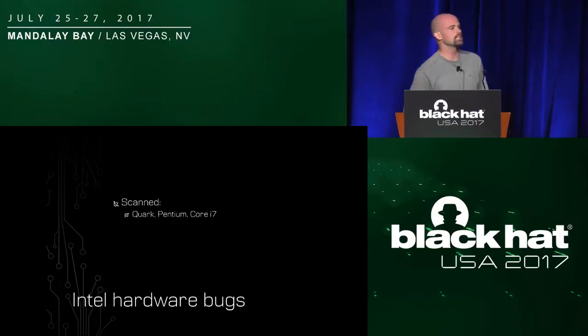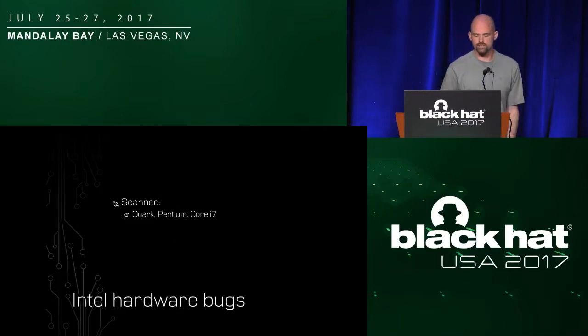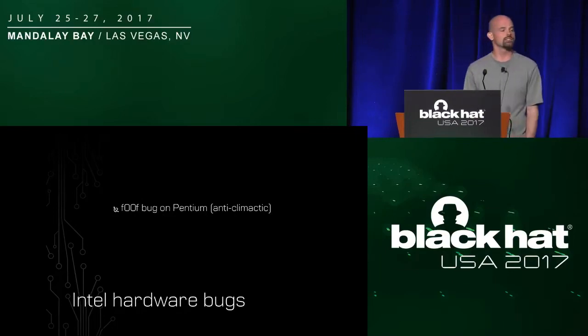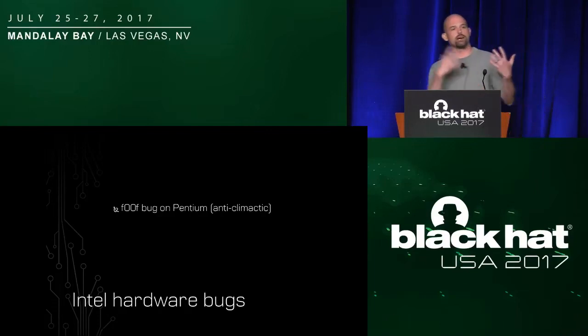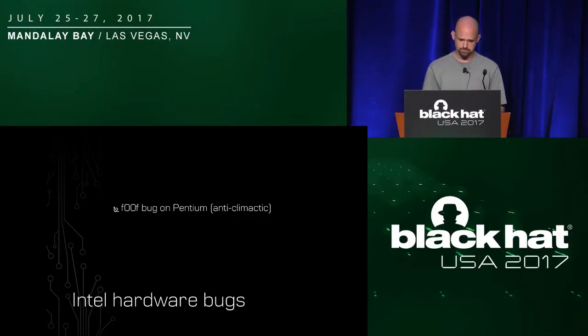So hardware bugs, even when they're small, are never a good thing. I started out scanning several Intel processors, and unfortunately, I didn't find anything terribly interesting here. I found the FOOF bug on a Pentium processor. FOOF was a lock cmpxchg instruction that would lock up a Pentium processor. This is a well-known bug from very old processors.